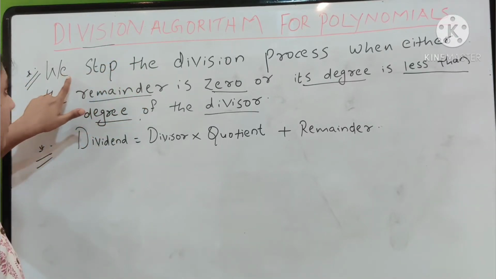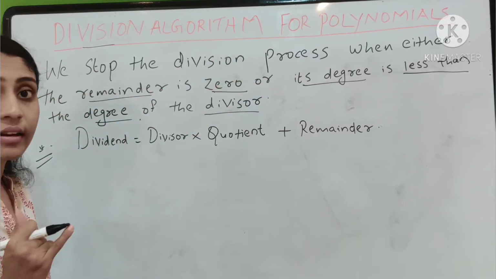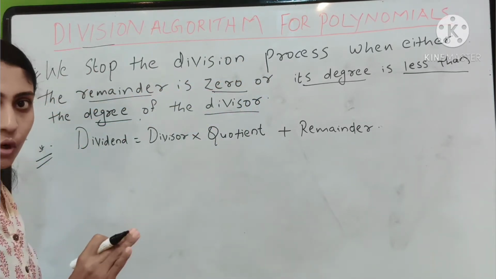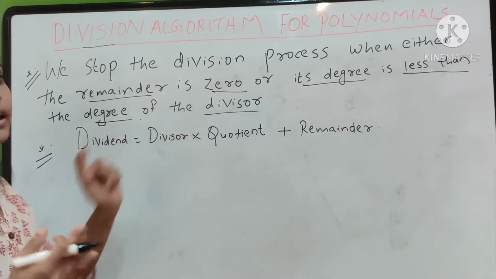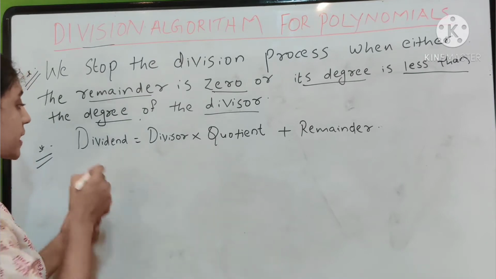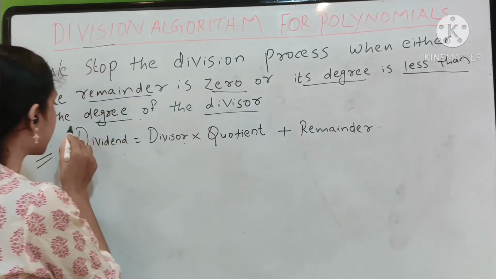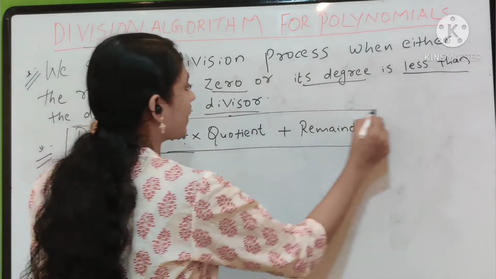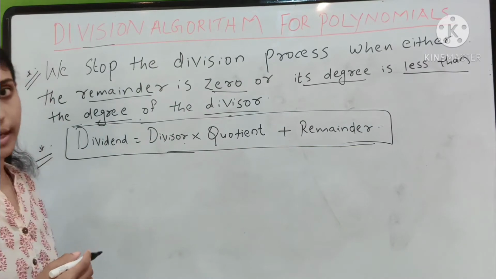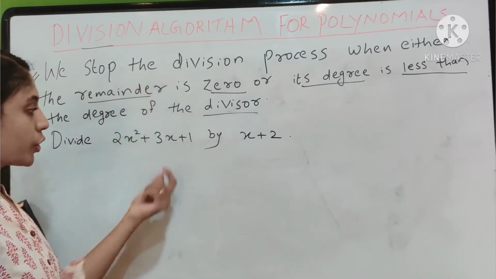So with the upcoming example, write this in your notebook. We stop the division process when either the remainder is 0 or its degree is less than the degree of the divisor. And the second point: dividend is equal to divisor into quotient plus remainder. This is very important. Dividend is equal to divisor into quotient plus remainder. Now I will explain this point with an example.